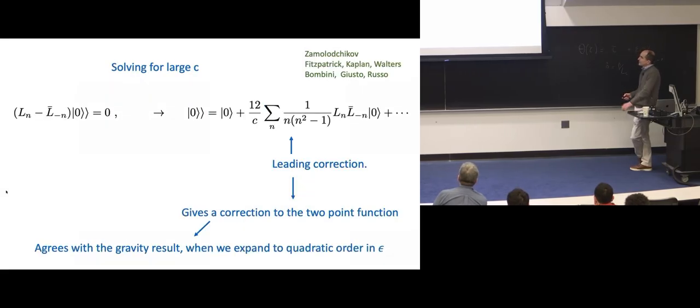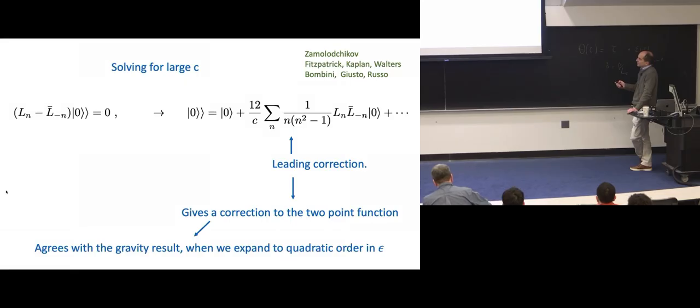Now you can also solve this for large c, and in that case you find that it is the vacuum plus some terms in an expansion that goes like 1 over c, and some further corrections. So this gives the leading correction, and this will give a correction to the 2-point function that we were discussing.